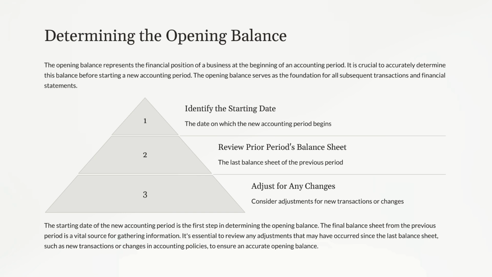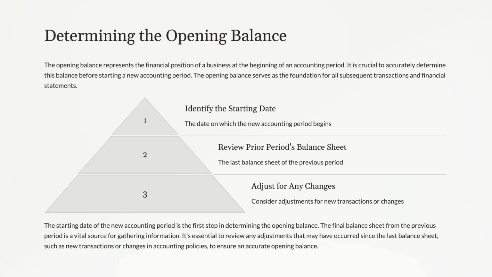Determining the opening balance. The opening balance represents the financial position of a business at the beginning of an accounting period. It is crucial to accurately determine this balance before starting a new accounting period. The opening balance serves as the foundation for all subsequent transactions and financial statements.